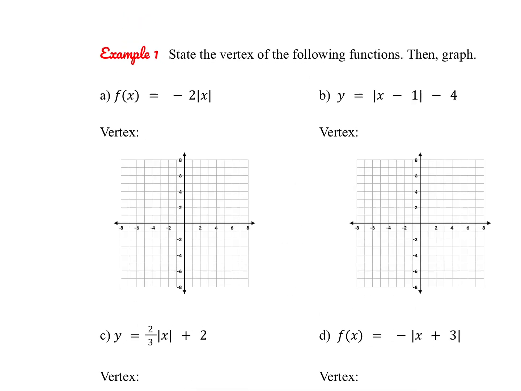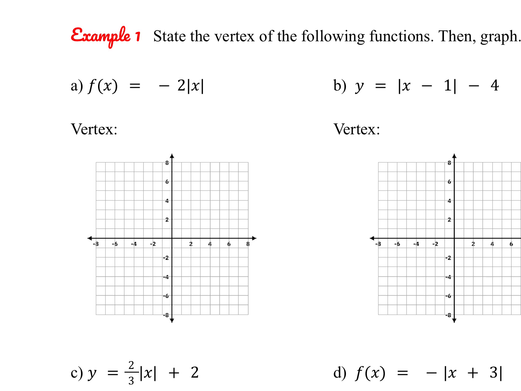All right, let's give some of these a try together. So we're always going to start by stating the vertex. Now here, I don't see anything added or subtracted to x, so my h value is 0. I also don't see anything added or subtracted on the outside, so my k value is also 0, which means my vertex is at the origin.